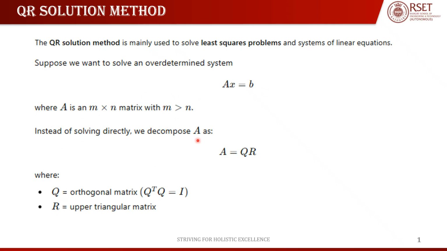Then instead of solving directly, we decompose A into two matrices, Q and R. Q will be an orthogonal matrix, and the definition of an orthogonal matrix, as you know, is Q transpose Q = identity matrix. And R is an upper triangular matrix. We'll see how we do the problem, and then these things will be more clear.